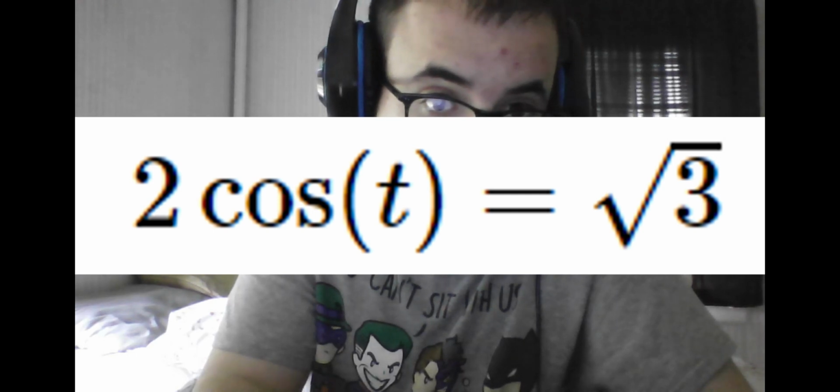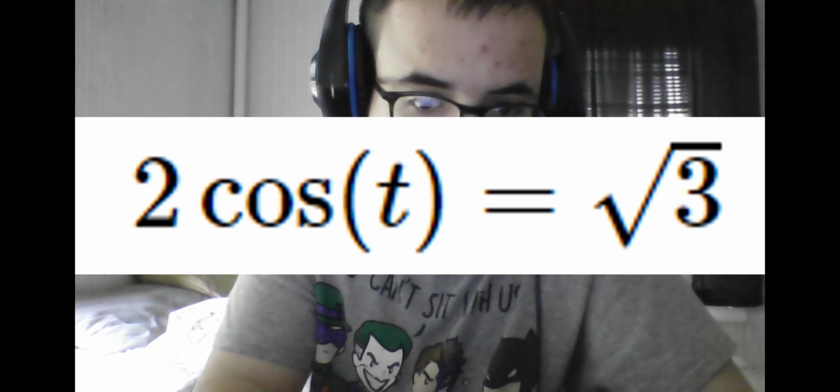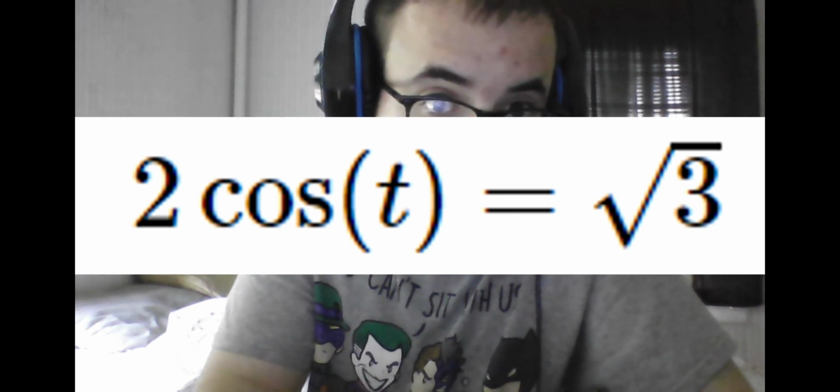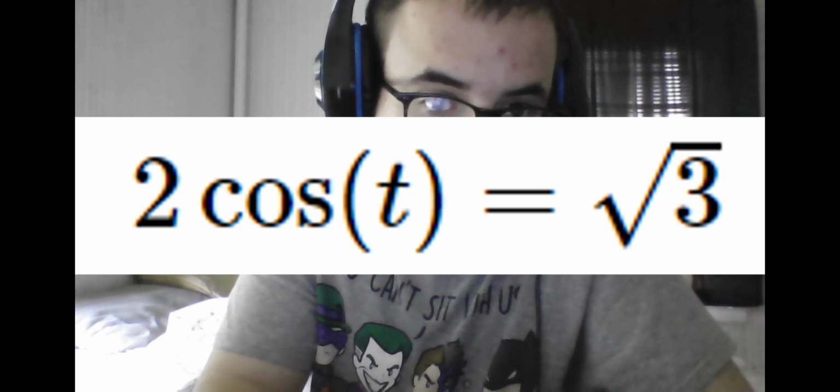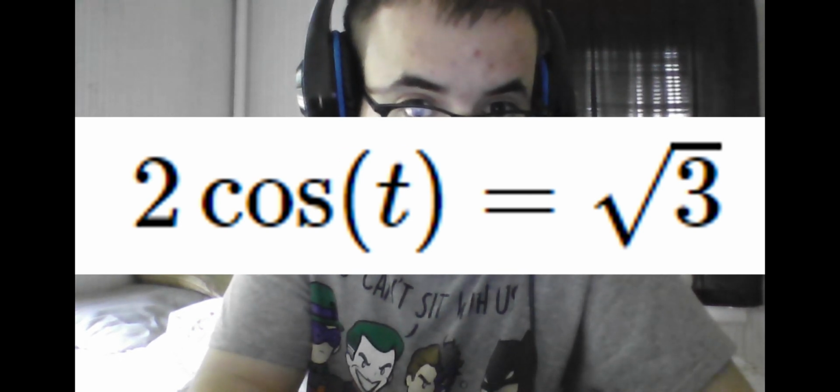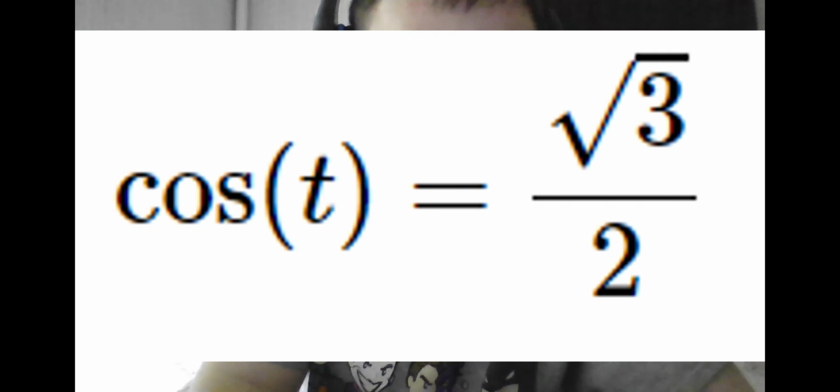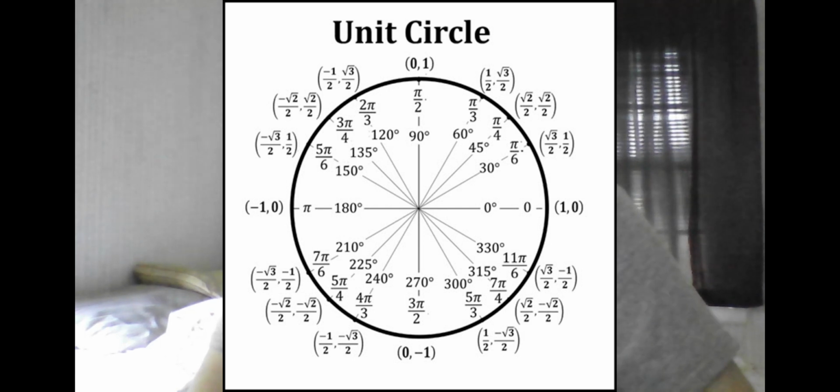For example, if you are given 2 times the cosine of t equals the square root of 3, and you wanted to solve for the exact value of t, you would divide both sides by 2 to get the cosine by itself. And then you would consult something known as the unit circle to determine what value of t gives a cosine of square root 3 over 2.